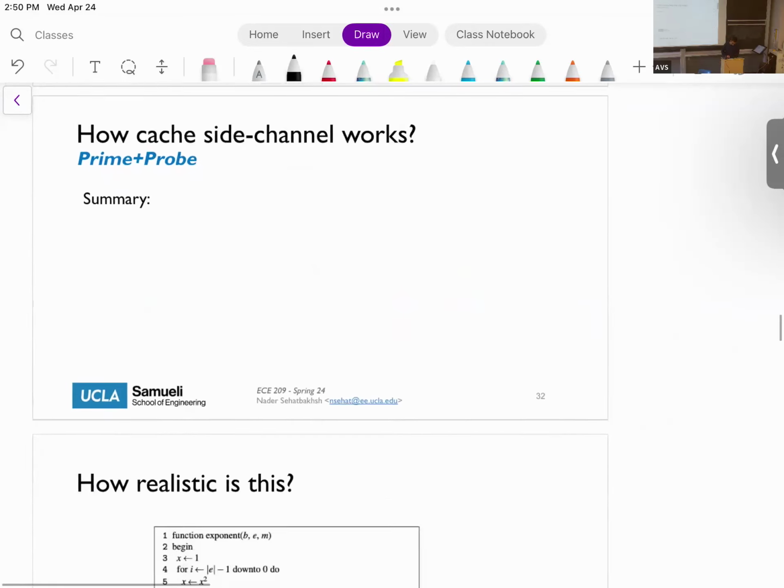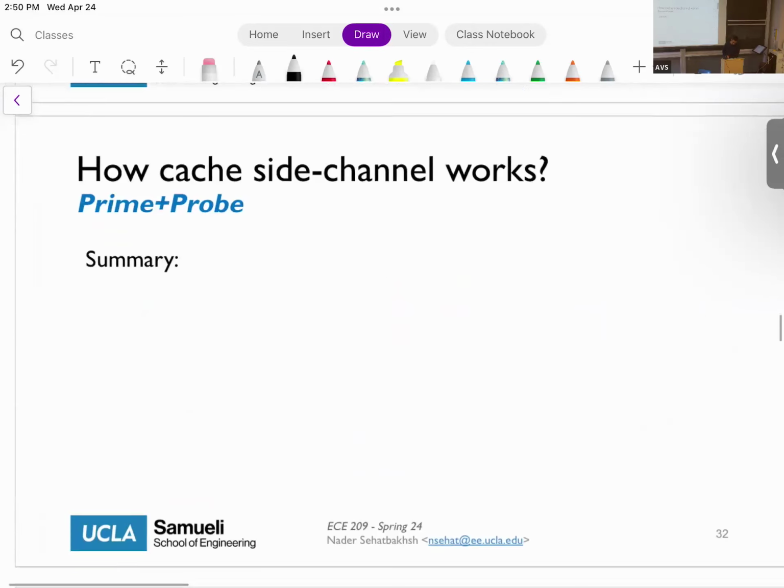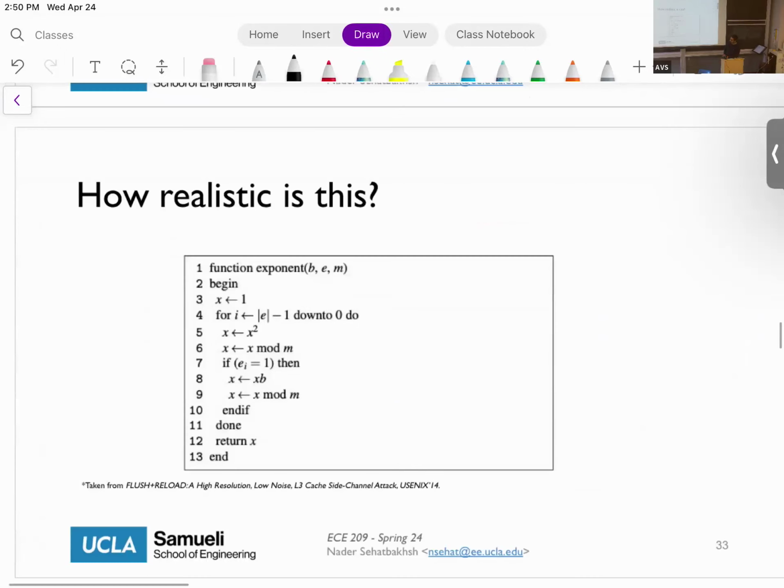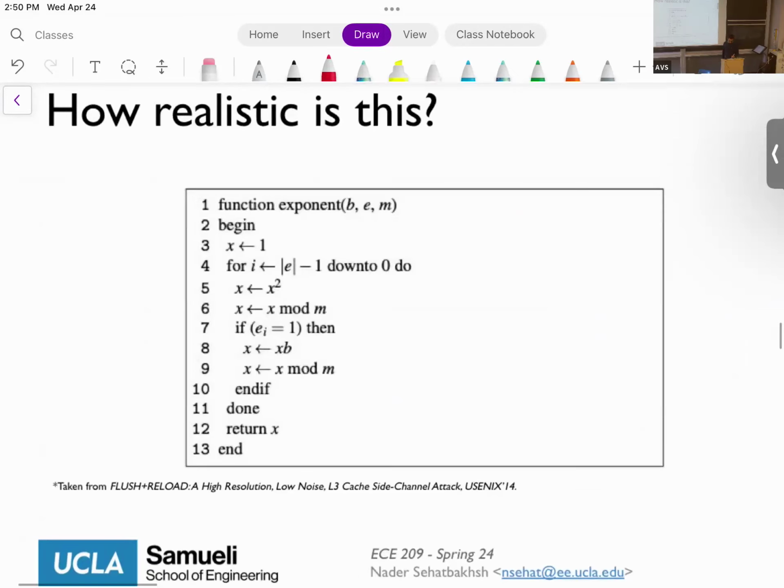All right, so as I said, this is what we call prime and probe. How realistic is this? This is actually run on real code. Those of you familiar with RSA, this is a snippet from part of the RSA algorithm. The big thing here is this line of code, that based on 1 bit of the secret key, we're gonna do either the multiplication or just the modulo operation, okay?